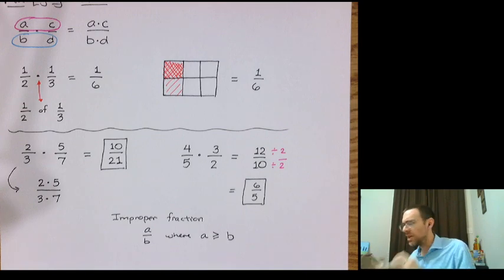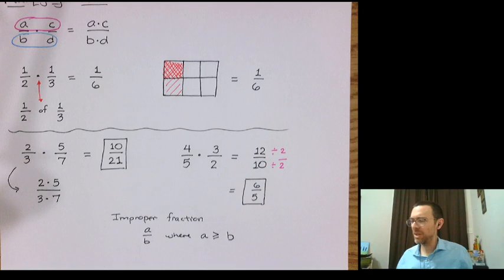But again, on the college algebra side of things, we tend to not do that. We stick with improper fractions. 6 over 5 is fine. The only thing I say to my students is that I don't care how your answer looks, as long as it's reduced, as long as it's simplified. And this guy is. No problem.